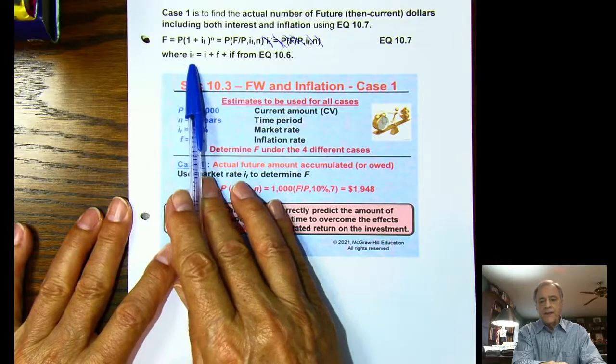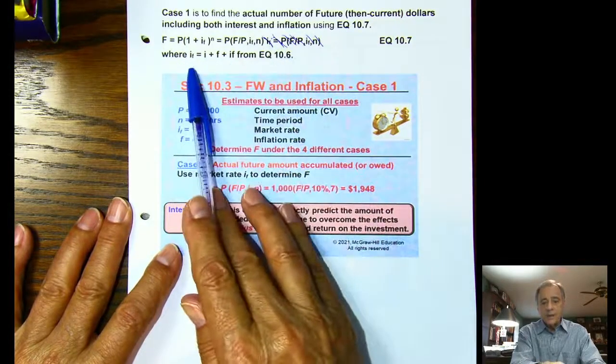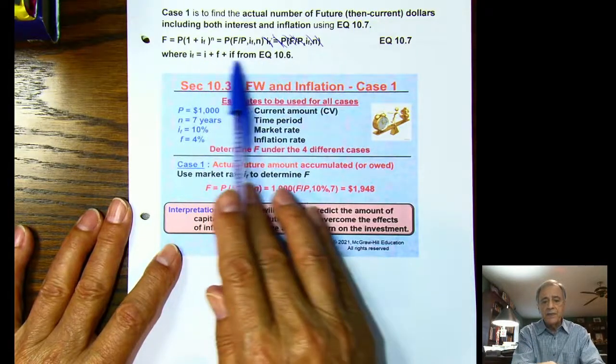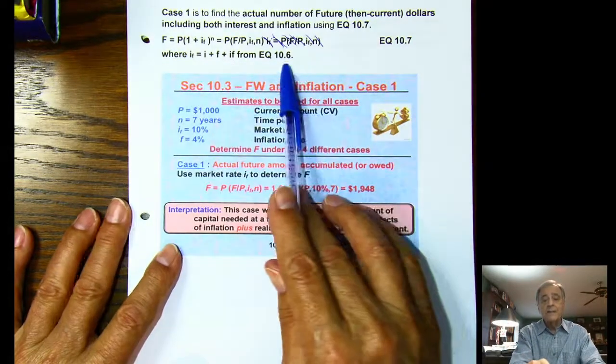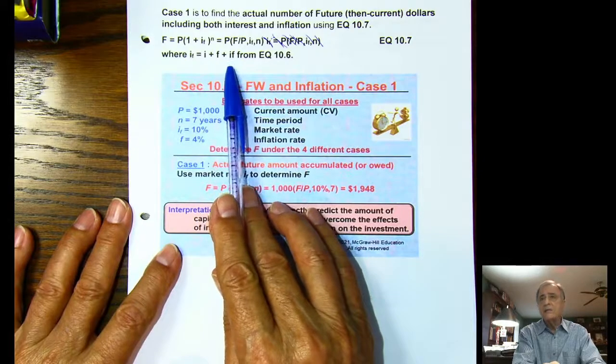He defines the market rate I sub F equal to, we did this in the last class, but I'm just repeating it here. That's equation 10.6, and we use this equation a lot: I plus f plus I times f, okay?